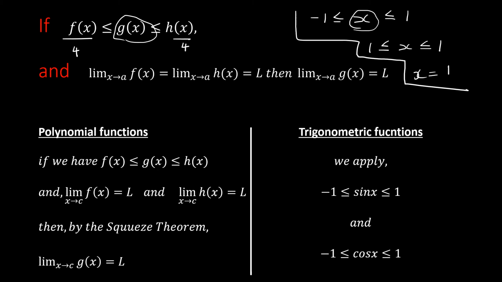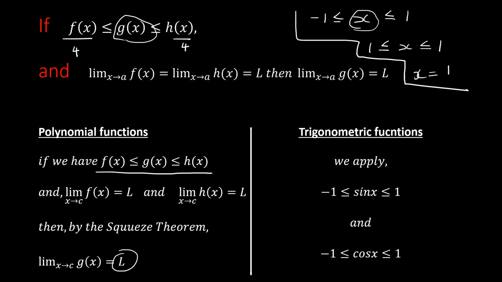So now let's quickly discuss the polynomial function. With polynomial function, if we have the same formula again, three functions, then I calculate left limit and right limit, and the answer is the same, then it means the limit of the middle function is also L, which is exactly what I was explaining. The only difference comes with trigonometric. The principle is the same. At the end of the day, we have to calculate the left limit and the right limit.